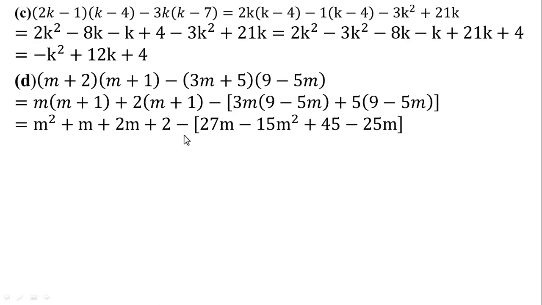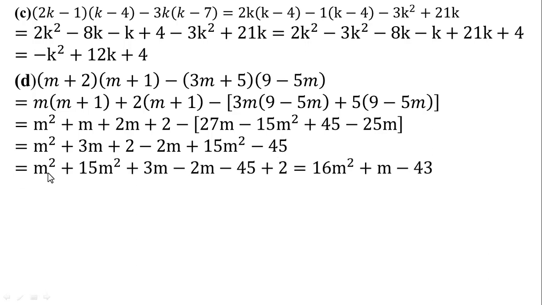Now opening the bracket, so before the bracket is a negative sign, all signs will be changed. Now we can write m square, 2m plus m, 3m plus 2 minus 27 minus 25 plus 2 plus 15m square plus 45. Now rearrange the values: m square plus 15m square plus 3m minus 2m minus 45 plus 2.